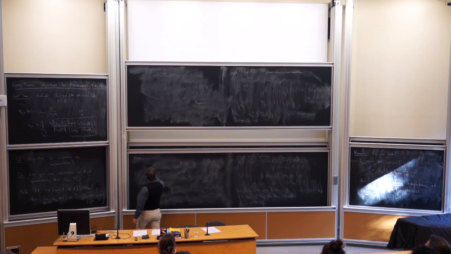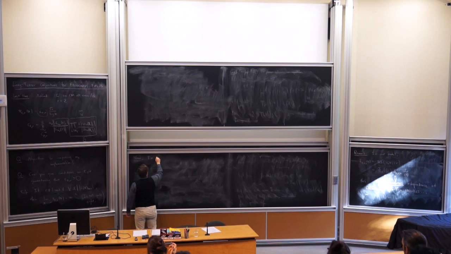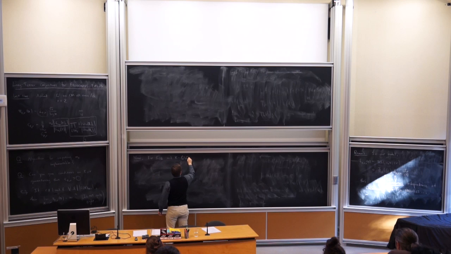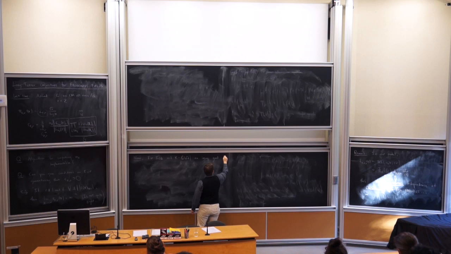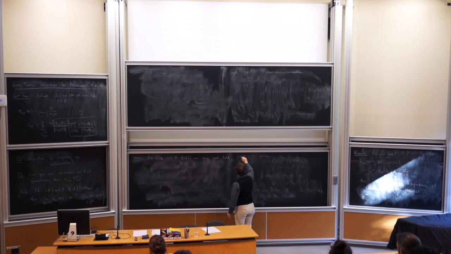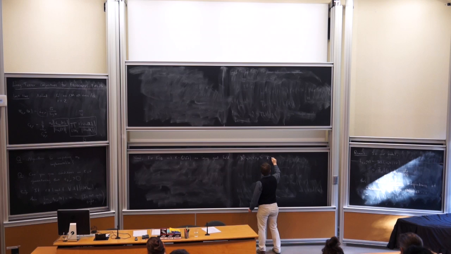So now I'll fix E over Q and K an imaginary quadratic field. Okay, and then we have the local factor x squared minus a_p(E) x plus p, and we define these V_p numbers like this, x minus pi_p(E), say. This factorizes like this.